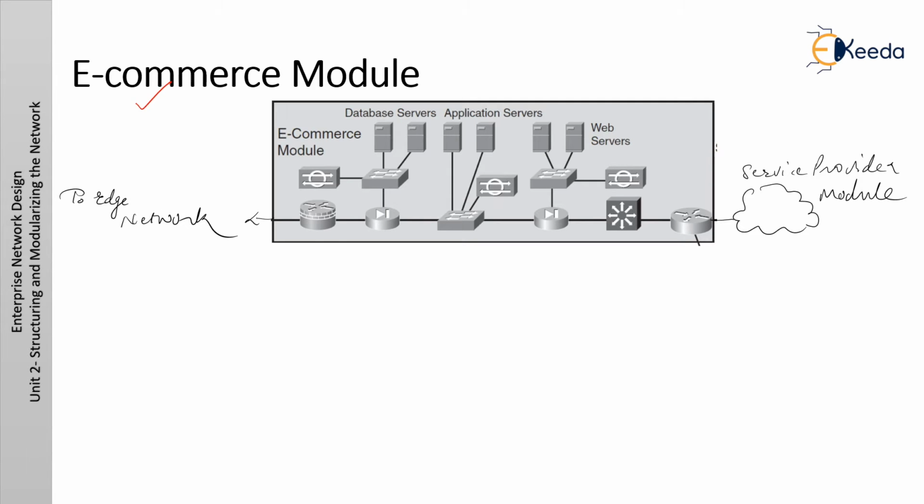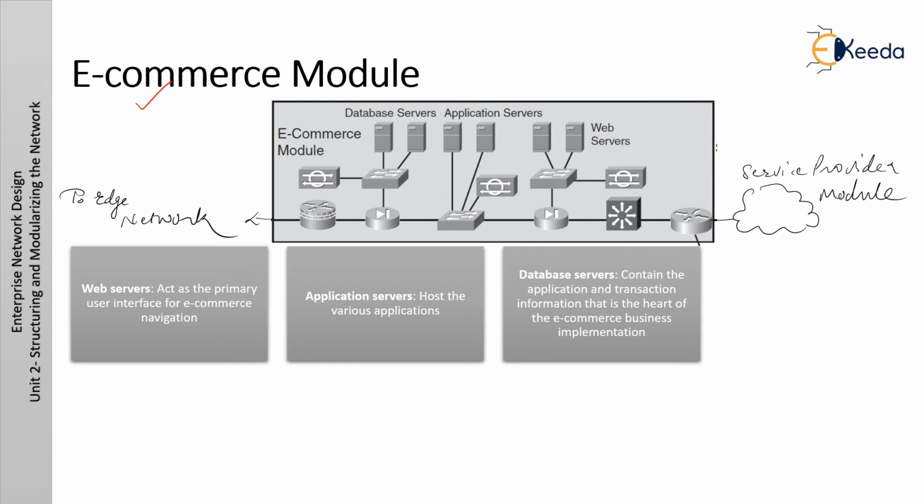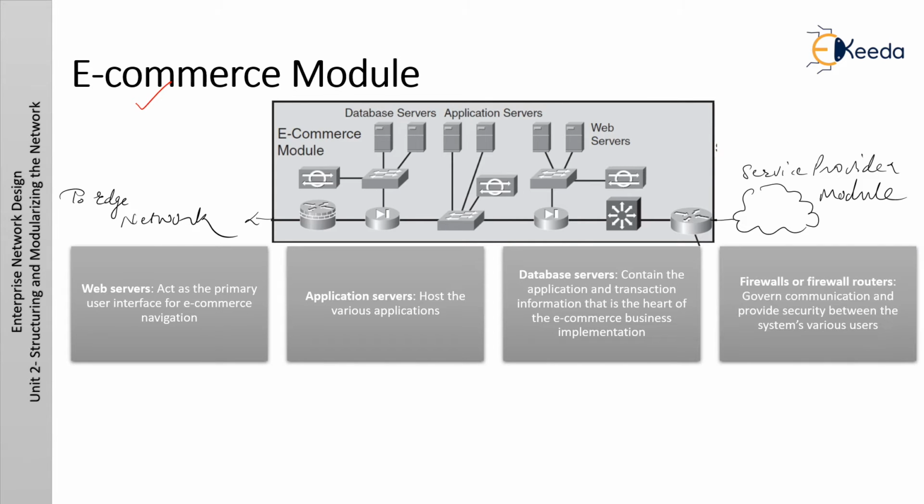All e-commerce transactions pass through a series of intelligent services that provide scalability, security, and high availability within the overall e-commerce network design. To build a successful e-commerce solution, we need these many elements. First element is the web server. It acts as the primary user interface for e-commerce navigation. Then application servers host the various applications. Then database servers contain the application and transaction information that is the heart of the e-commerce business implementation.